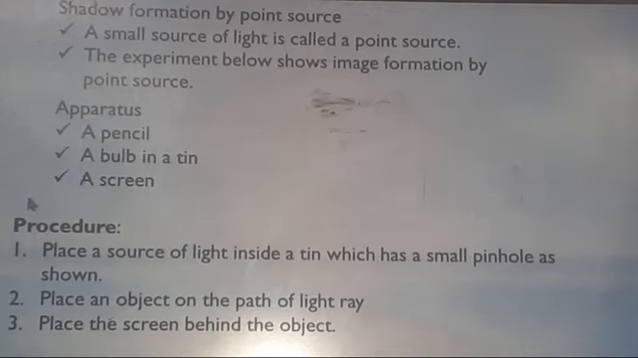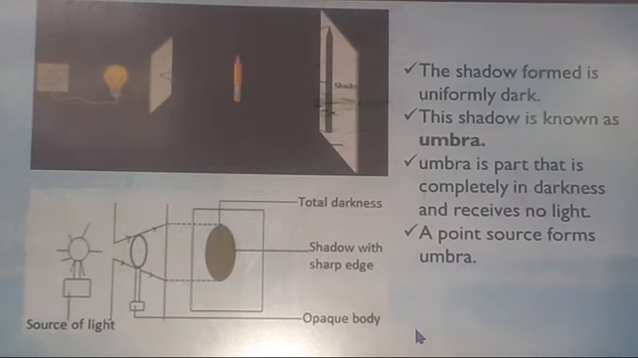Procedure. What are some of the procedures we are supposed to follow in order to demonstrate? Number 1, place a source of light inside a tin which has a small pinhole as shown below. The diagram will be on the next page. Number 2, place an object on the path of the light ray. Number 3, place the screen behind the object. Therefore, our demonstration is here.